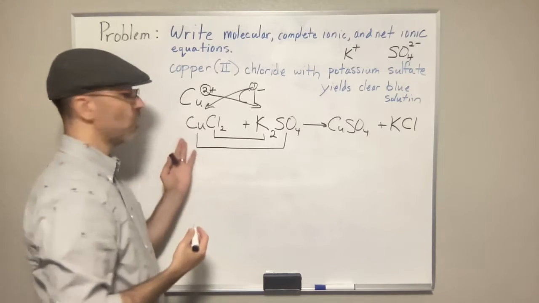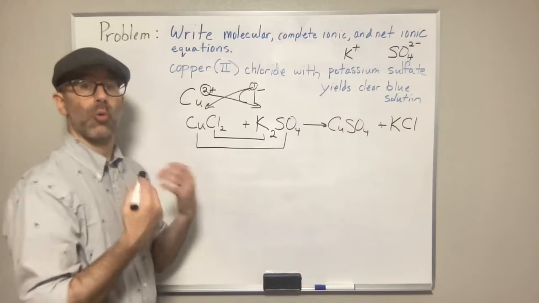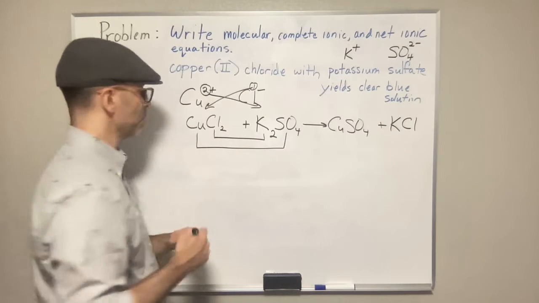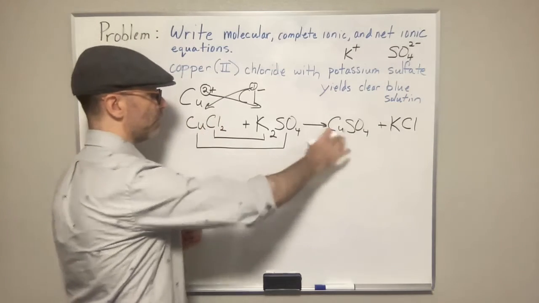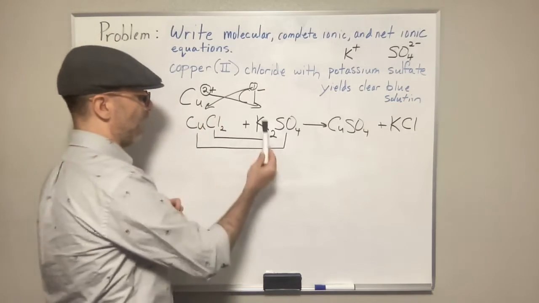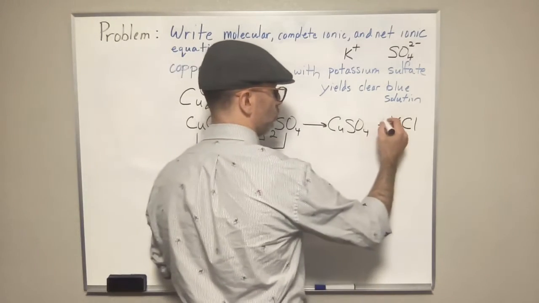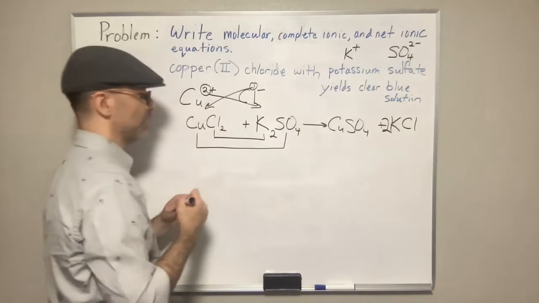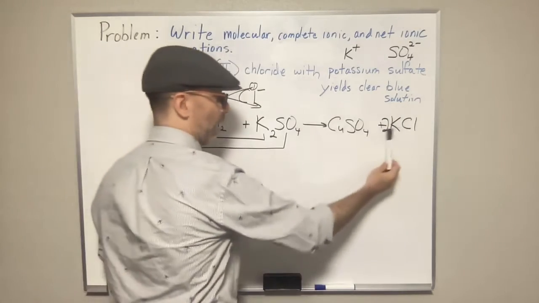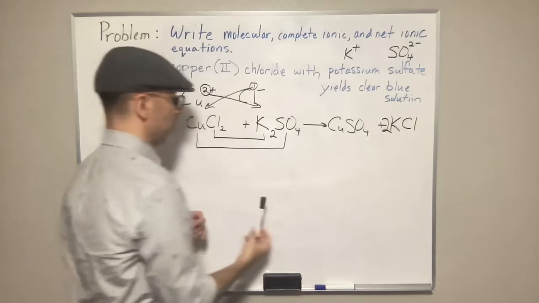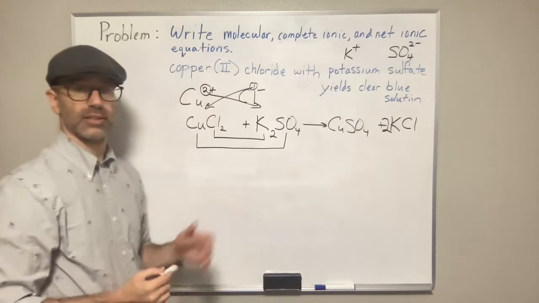Okay, so now all I need to do is balance the equation and figure out what the states of matter are. So here I have 1 copper, so that's balanced. I have 2 potassium, but I only have 1 over here, so I'm going to need to put a 2 coefficient. And I have 2 chloride ions. Now I have 2 chloride ions here, and I have 1 sulfate and 1 sulfate. So this is balanced. Good.